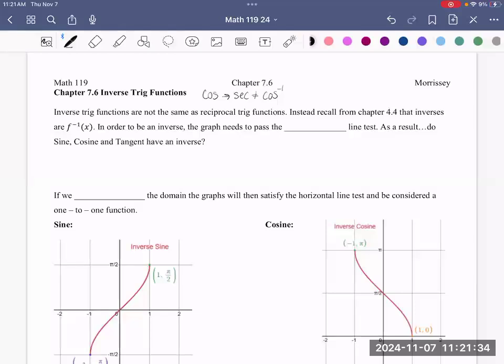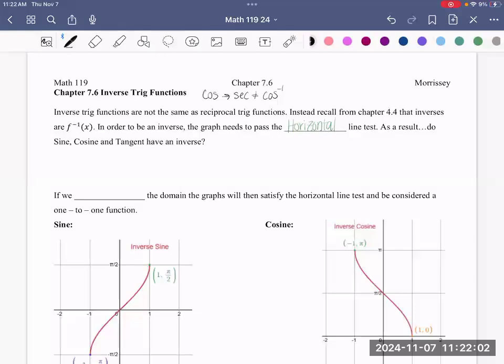Instead, recall from chapter 4.4 that inverses are written f inverse, the one where we have the negative first power. Again, we don't say negative 1, we just say that this is an inverse. In order to be an inverse, the graph needs to pass what sort of test? Well, this is the horizontal line test. As a result, do sine, cosine, and tangent have natural inverses?